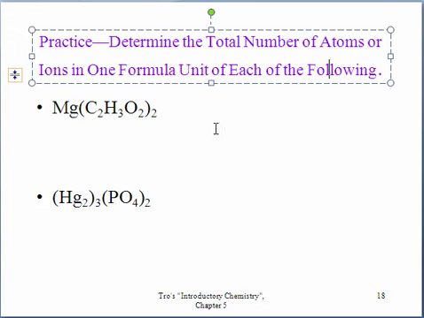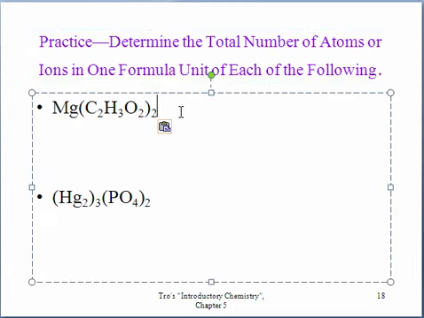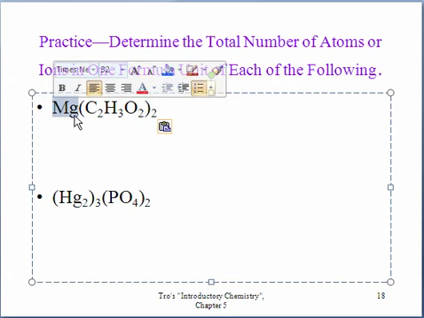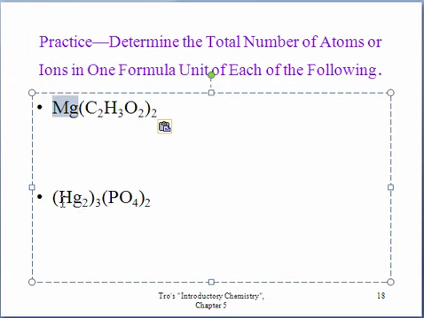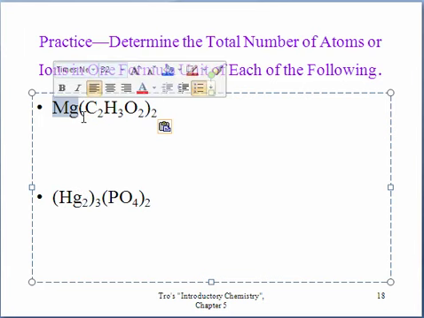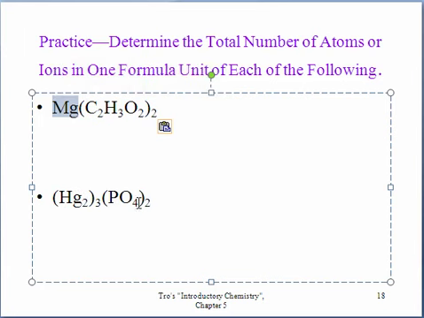So pause the slide and see if you can determine the total number of atoms or ions in one formula unit of each of the following. And by the way, let me just give you a hint here. This is going to be considered an ion. We haven't gone over this yet, so this is going to be considered an ion, and these 2 will be considered ions as well. And in the parentheses, these will be considered atoms. So don't fret about the atoms versus ions at this point. Let's just look at these and count them, and we'll check the answer in just a minute. Pause the slide and we'll see what you get.